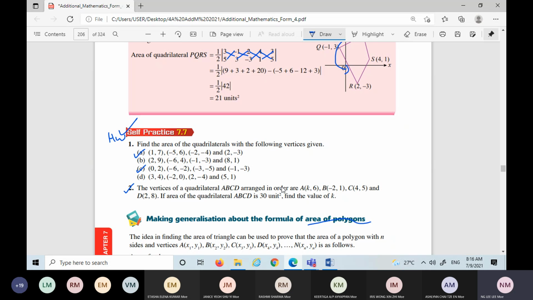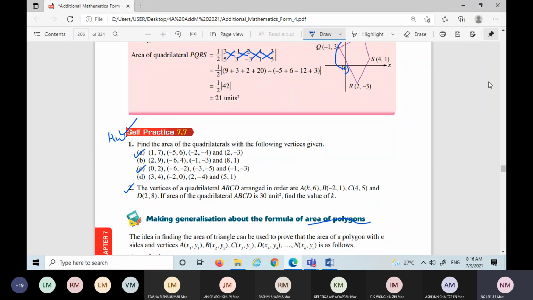This one they tell you already, arrange in this order. So the answer is only 1. You follow this arrangement A, B, C, D, then put it equal to 30. So for this type of question, the value of K is only 1, because they already told you in the question that it is already arranged in order.